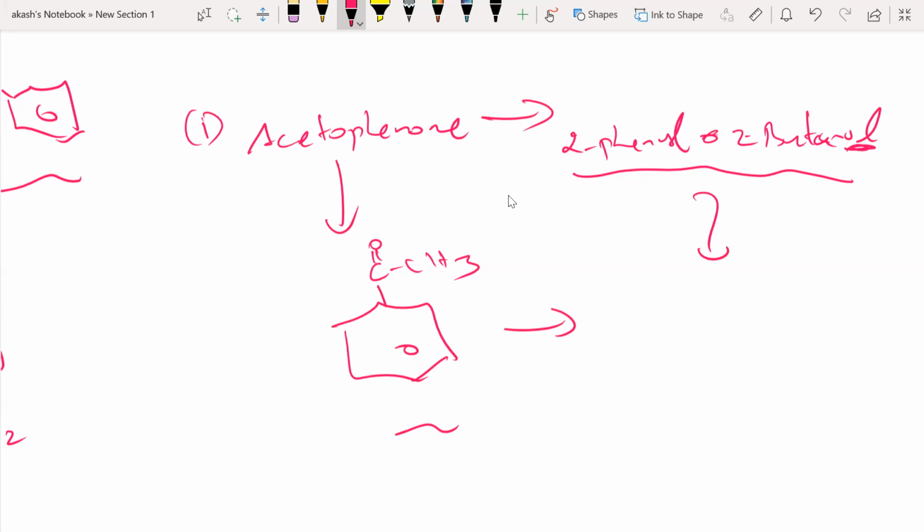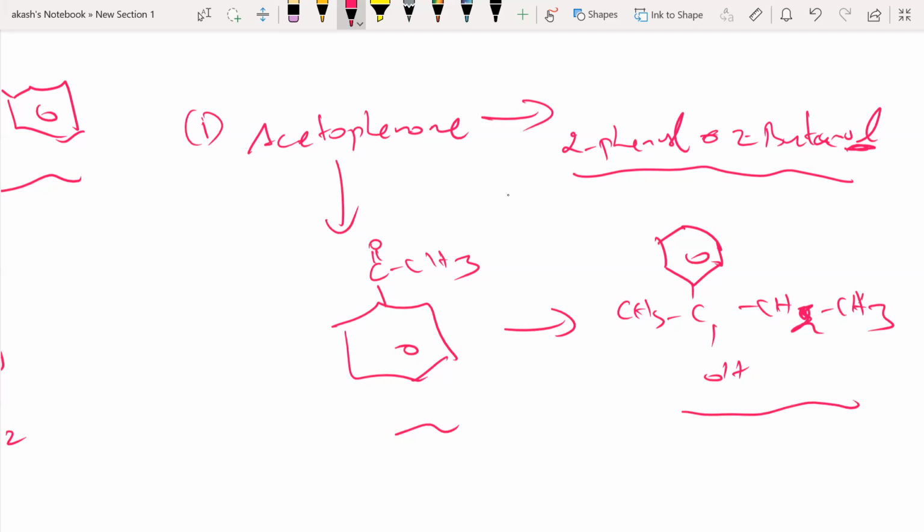So we have butan-2-ol. Let me write butan-2-ol first: CH3, CH, OH, CH2, CH3. But here, the second carbon is attached to a benzene ring, so we'll write the benzene ring also. This is your 2-phenyl butan-2-ol. You should know how to write the IUPAC name when the structure is given, and when the name is given, you should be able to write the structure also. In the case of conversions, it will be very useful. So you have to go for this particular conversion.